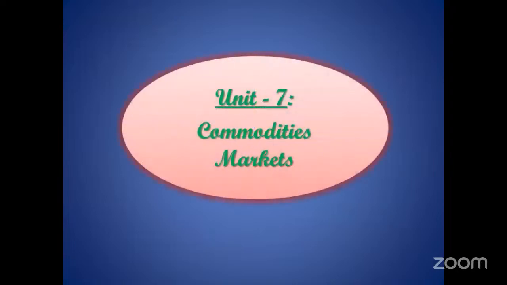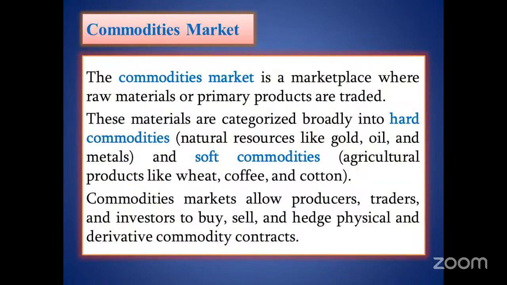Now another unit is the commodities market. What is the commodities market? A commodities market is a marketplace where raw materials or primary products are traded. So in the commodities market, the raw materials and the primary products are traded.